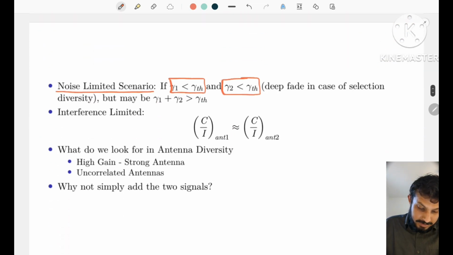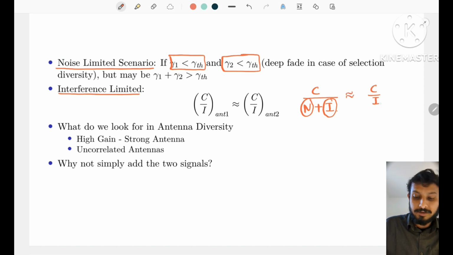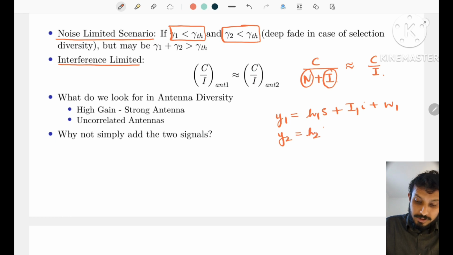Whereas in the second scenario, the interference limited scenario, we have C over N plus I. In interference limited, we have a lot of interference, and noise is very small compared to the interference. We can write it in this form, C by I. Now if we have a signal corresponding to the first antenna, that is given by H1 S plus I1 I plus noise, and we have the second signal corresponding to the second antenna as H2 S plus I2 I plus noise.